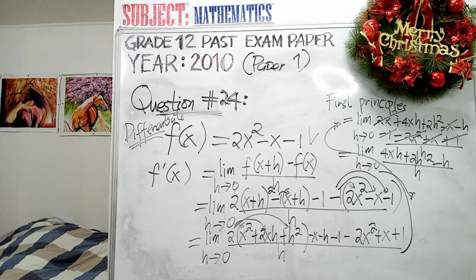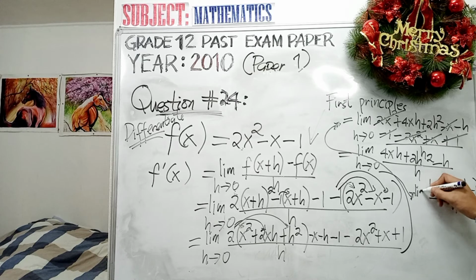So we can actually simplify this one. This is what will happen. If you notice, in our numerator, h is common. And then in order for us to cancel h or eliminate h in the denominator, we can actually simplify this one as h outside, open bracket 4x plus 2h minus 1, all over h.